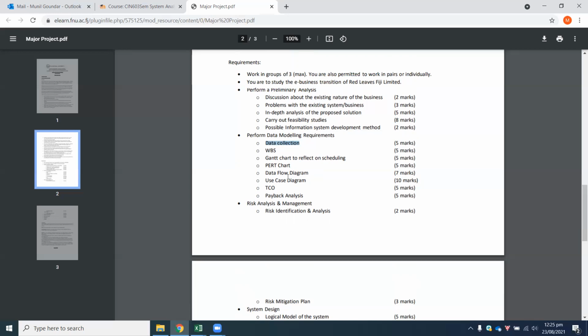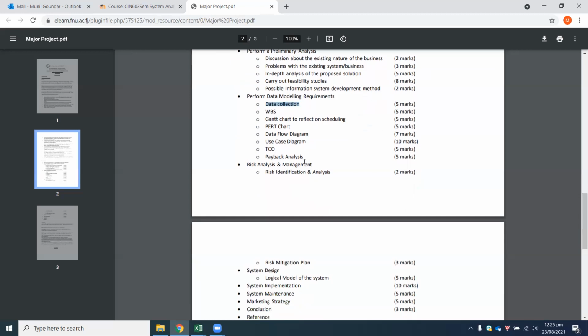You have data flow diagram. Data flow diagram is 7 marks. We will be looking at data flow diagram after the mid-semester break. You have use case diagrams, which is 10 marks. Now, today's lecture notes is on use case diagrams, and we'll start looking at use case diagrams in next week's class. And then TCO, which is total cost of ownership. We have to calculate that, carries 5 marks.